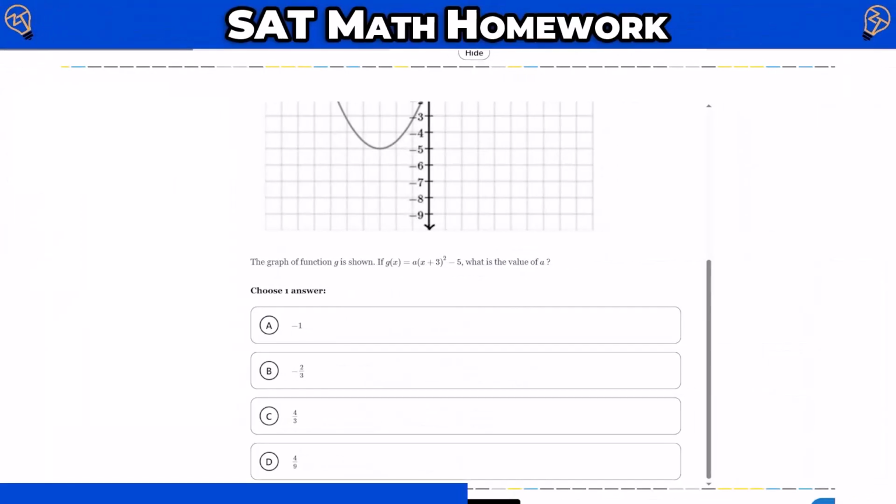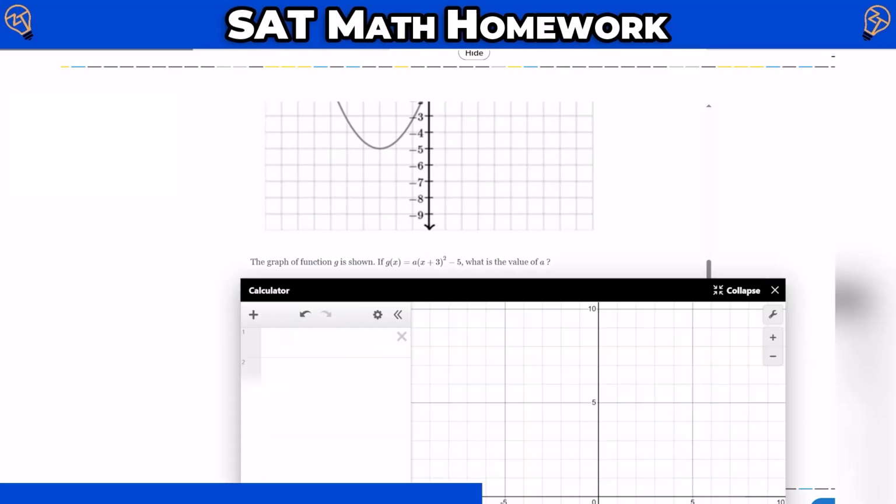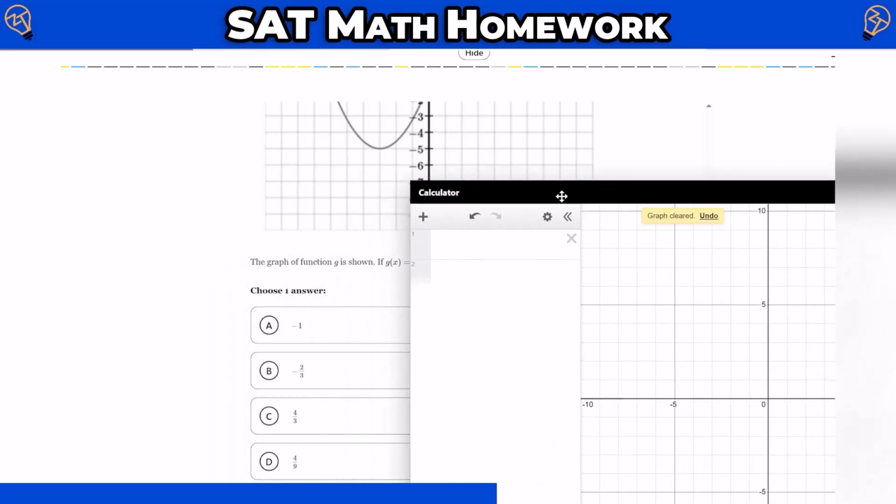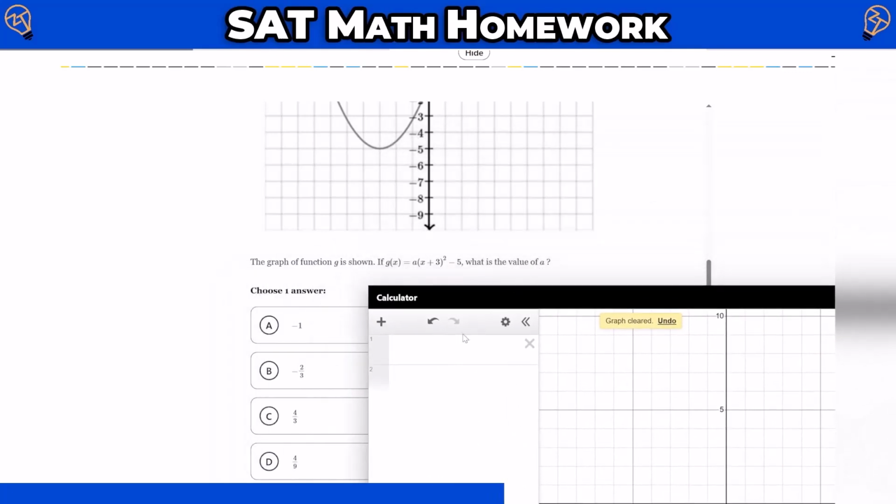So a neat way we could have done it is using Desmos. Let's go ahead and pull it up here in the upper right corner. Remember, if you had any functions, you click the gear icon and delete all if you had some from a previous problem. And we could just type this in exactly the way that we see it, including g of x equals.